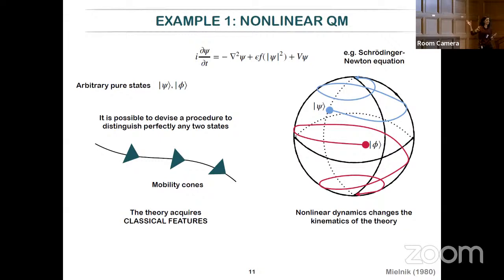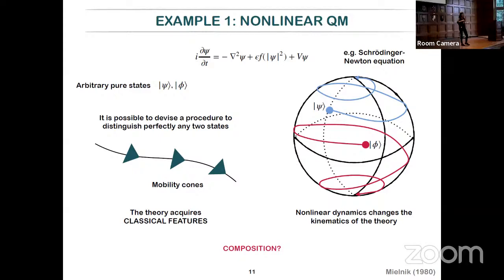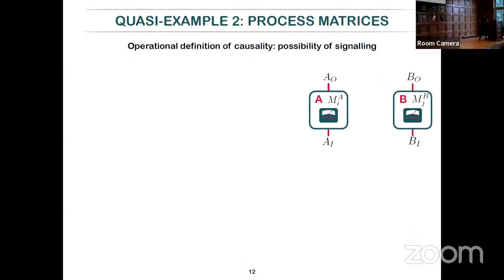And now the thing is that this is fine as long as we have one system. But as soon as we have two, we do not know how to compose them anymore. So at the moment, as far as I know, there is no way of writing down what the tensor product of two systems that behave like that is. So this is an open question. Okay, so that's all I wanted to tell you about generalized probabilistic theories.